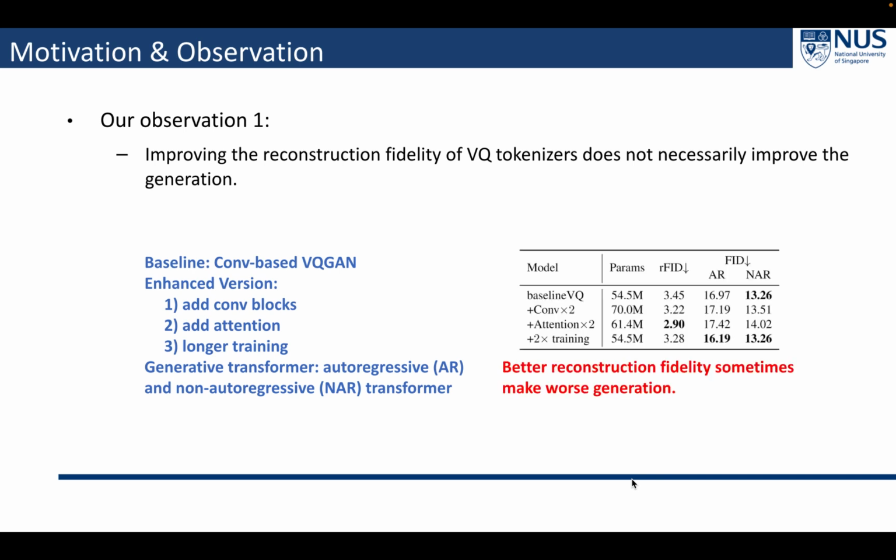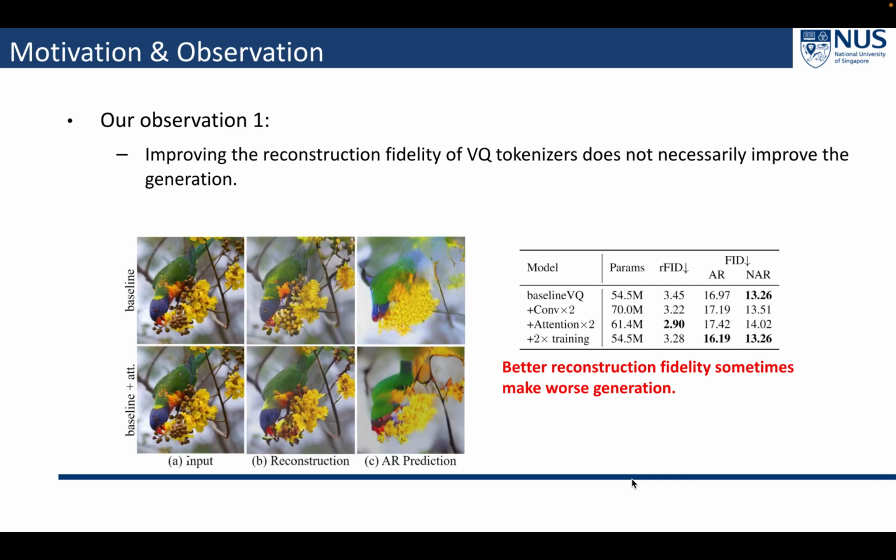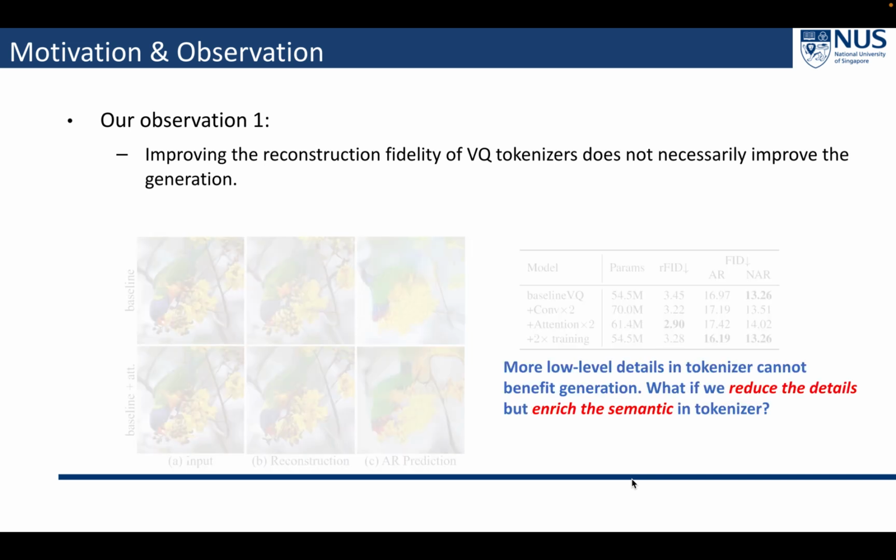From our visualization and some toy experiments, we find better reconstruction fidelity sometimes makes worse generation. It's because generation and reconstruction have a large gap when we visualize their results. So the model-level details in the tokenizer may not benefit generation. What if we reduce the details by enriching semantics in the tokenizer?